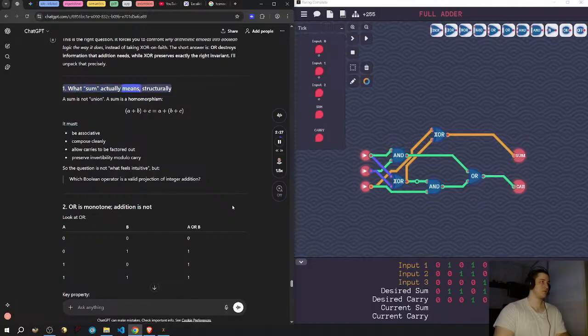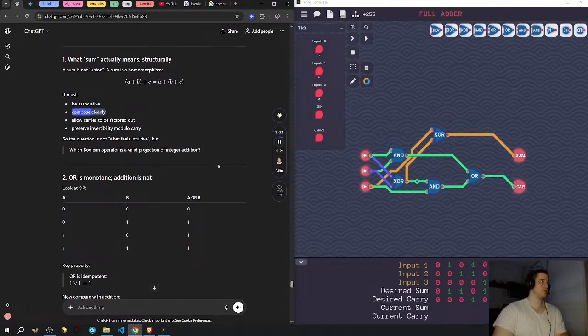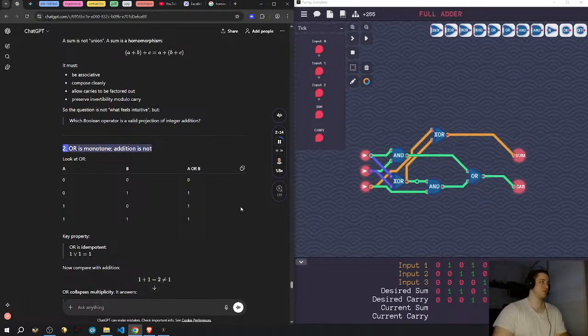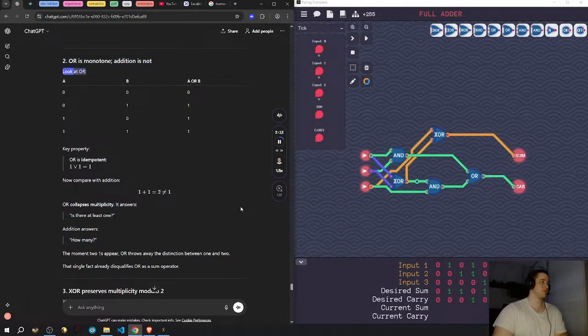What sum actually means, structurally. A sum is not union. A sum is a homomorphism. f(a plus b) equal to f(a) plus f(b). It must be associative. Compose cleanly. Allow carries to be factored out. Preserve invertibility modulo carry. So the question is not what feels intuitive but, which Boolean operator is a valid projection of integer addition? 2. OR is monotone, addition is not. Look at OR.